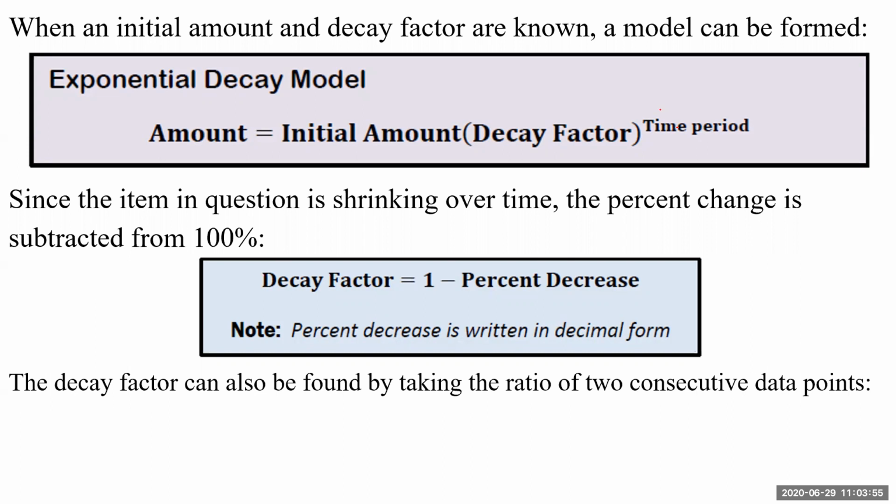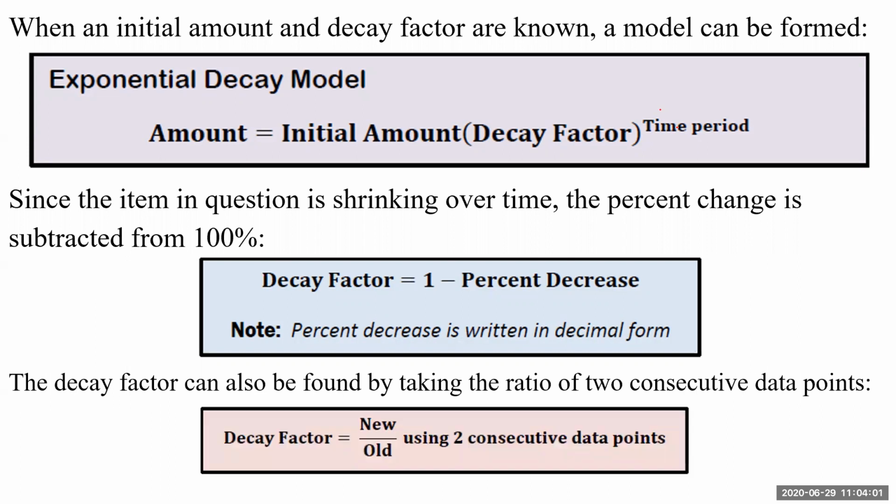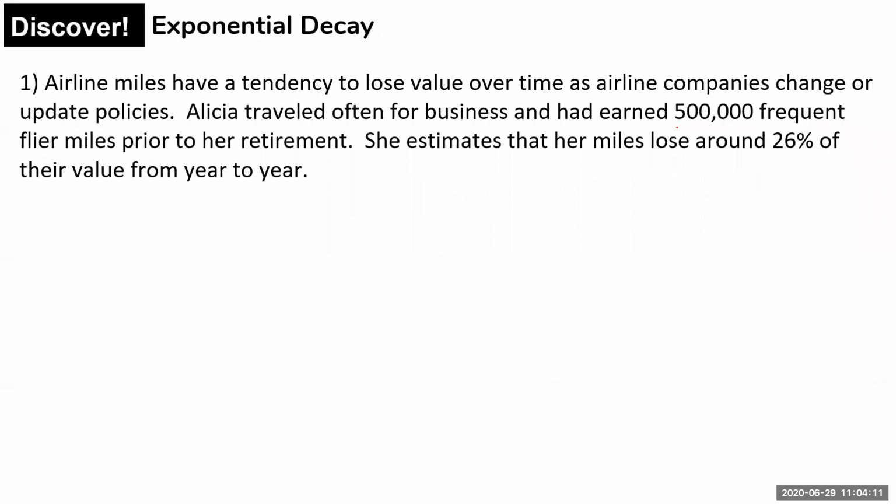Now, decay factor can also be found by taking the ratio of two consecutive numbers. So, just as we did in exponential growth, when we know the consecutive numbers, we can use them to find the decay factor. Okay, nice. Example number 1.